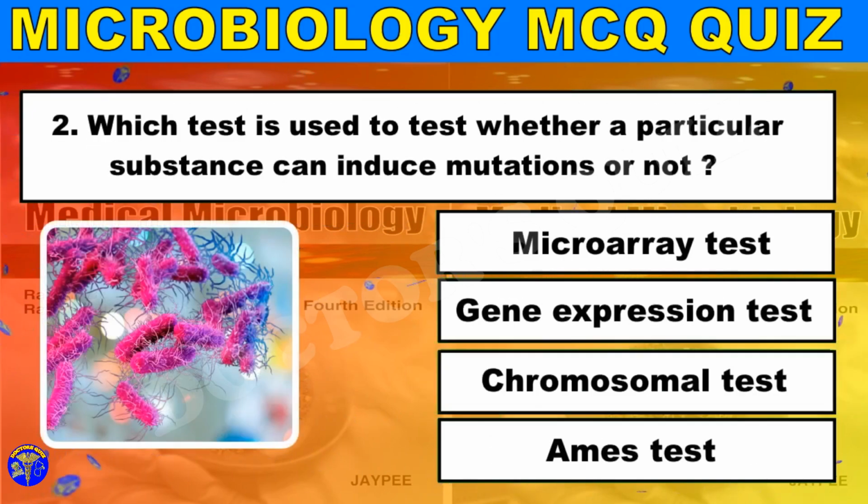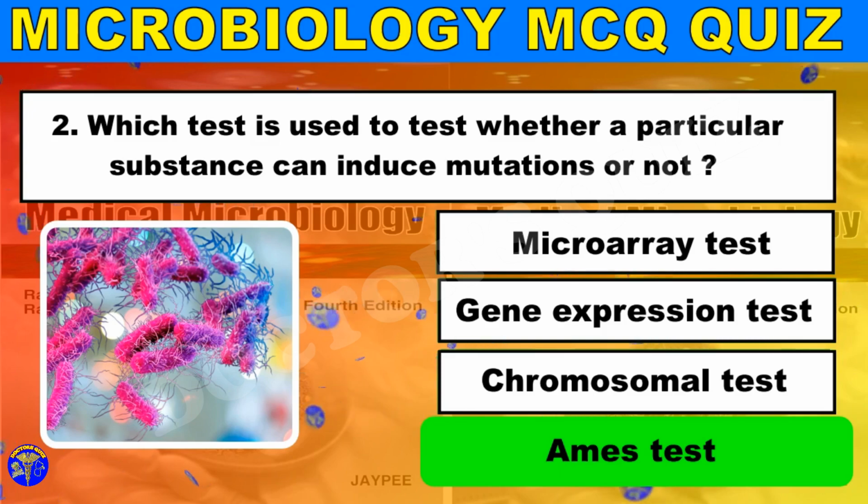The next question is, which test is used to test whether a particular substance can induce mutations or not? The options are microarray test, gene expression test, chromosomal test, and Ames test. The right answer is Ames test.